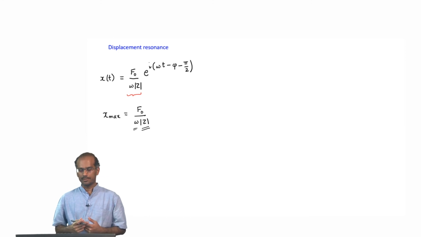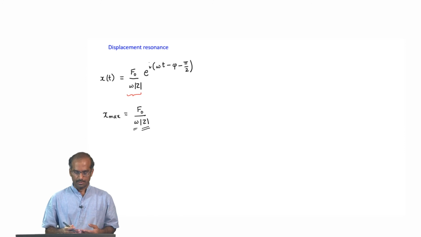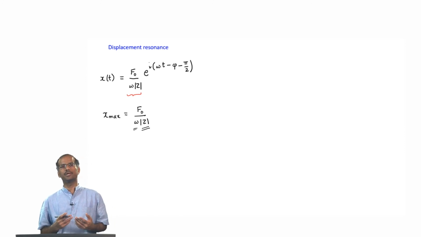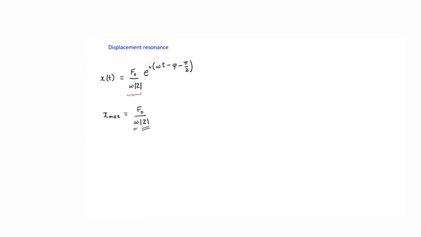As usual, the argument is that x max would be maximum when the denominator is minimum. The denominator here is omega modulus z. Since we want to find the minimum of the denominator, what we need to do is to differentiate the denominator with respect to omega, set it equal to 0 and find the value of omega.